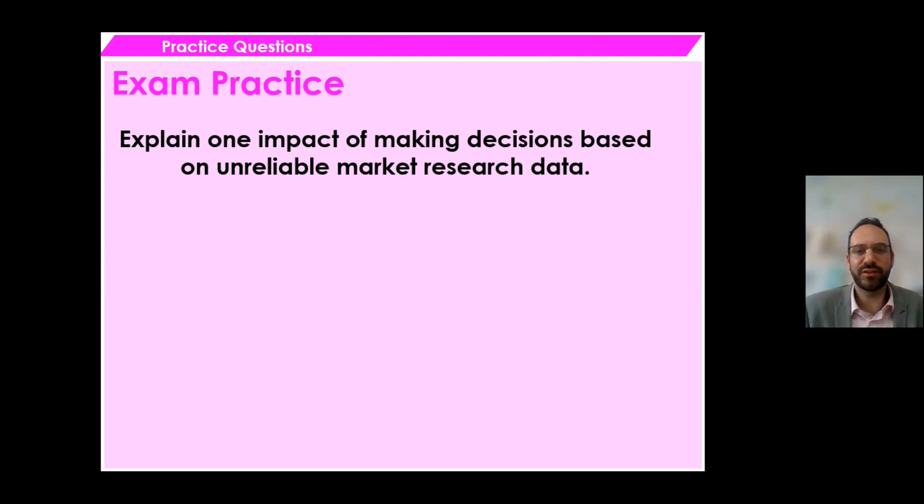All right, let's go for another practice question. Explain one impact of making decisions based on unreliable market research data. I think I might have given you a few clues to that already. Have a think about it. This is an explain question, so this is a 3-marker. So again, we're thinking about our BLTs. You can pause the video here, give yourself 3 minutes on the clock, and have a go.